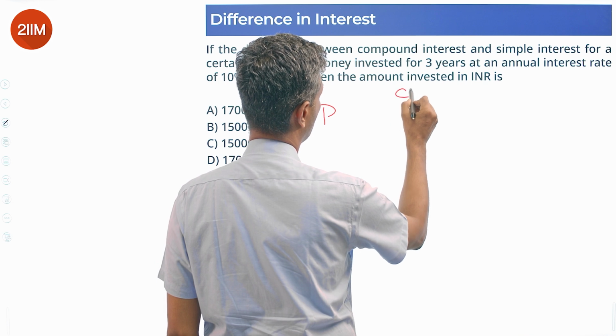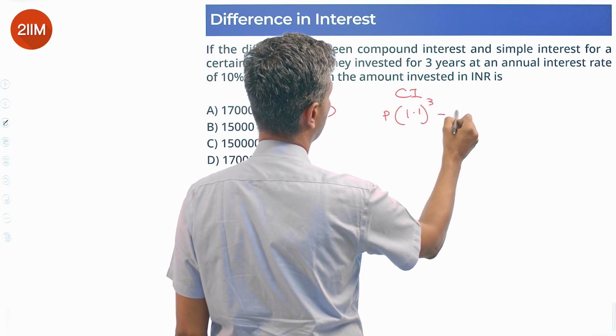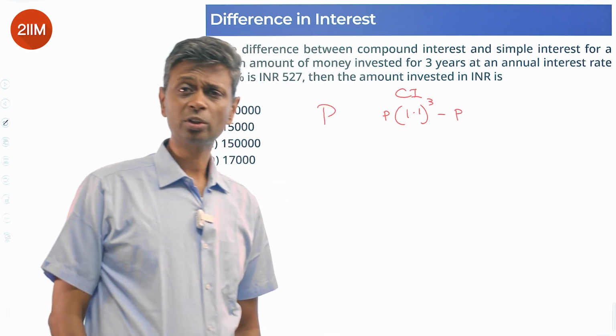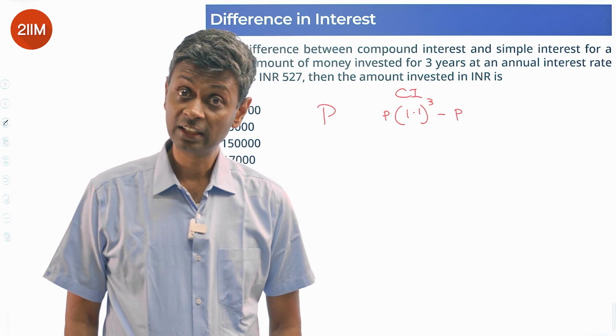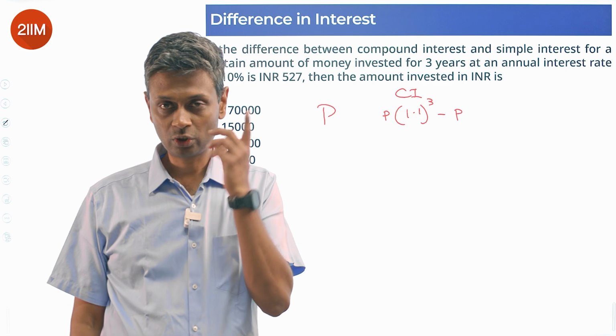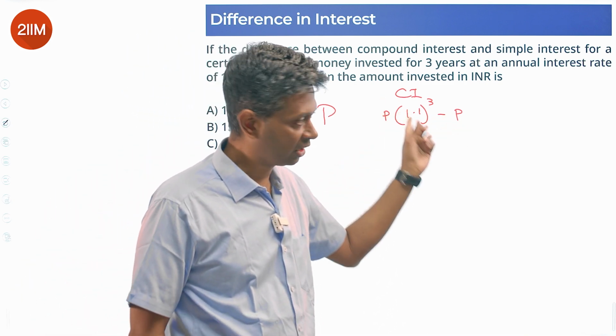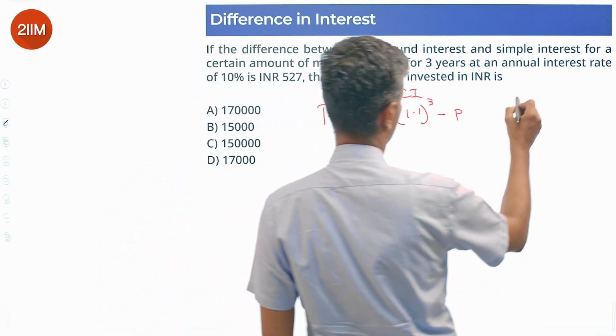Then compound interest is P into 1.1 whole cube minus P. Amount is P into 1 plus R by 100 whole power n. Rate of interest is 10%. So R by 100 is 0.1, for 3 years, whole cube, minus P, that will be the interest. From amount, subtract principal. What is simple interest?